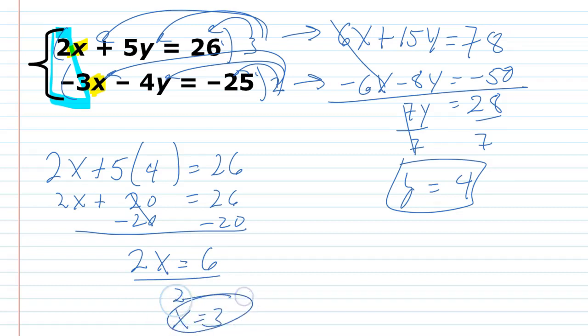Now, you're not finished. Remember, you always need an ordered pair. x comma y. That gives you 3 comma 4.